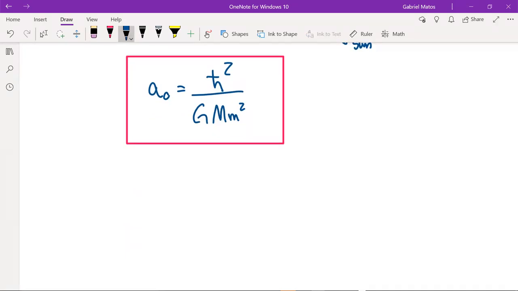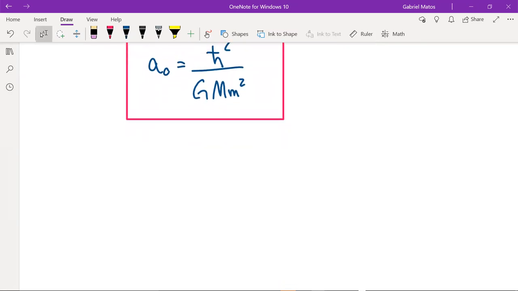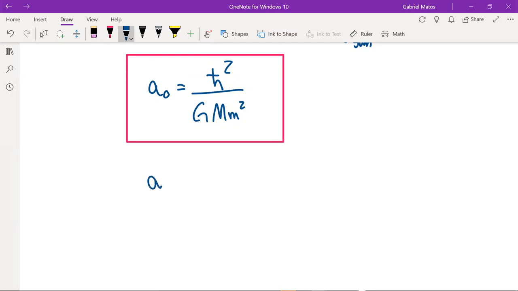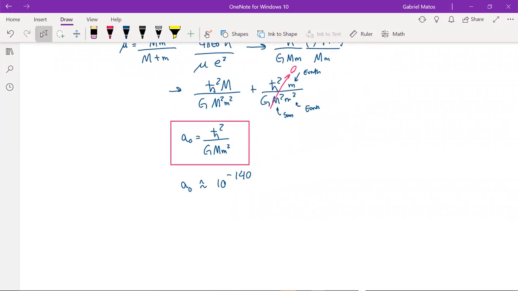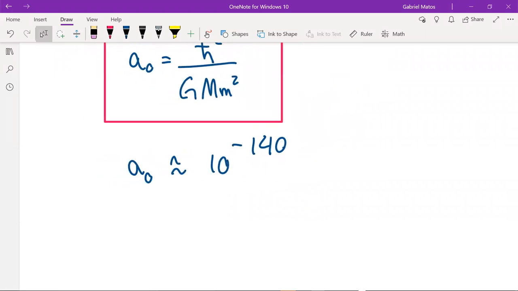h bar squared, if people know, is 1.05 times 10 to the negative 34. Newton's constant, I forget the exact value, but it's something like 10 to the negative 11. Mass of the sun is 10 to the 30th, and mass of the earth is 10 to the 24th, I think. Anyways, you plug in some numbers in here, and once again you can use the power of Google, and you get that this thing is around 10 to the minus 140, which is really small and very not what we see out there. So no, we are not an electron.